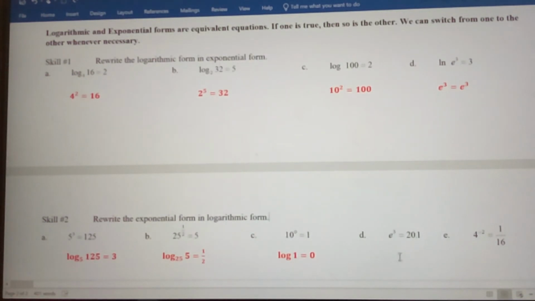In D, our base is e, so we're going to use the natural log. So the natural log of 20.1 equals the exponent 3. And finally here, our base is 4, so we're going to do log base 4 of 1/16 equals the exponent -2. So do a little bit more extra practice with converting from logarithmic to exponential and from exponential to logarithmic. We're going to use that a lot over the next few sections.